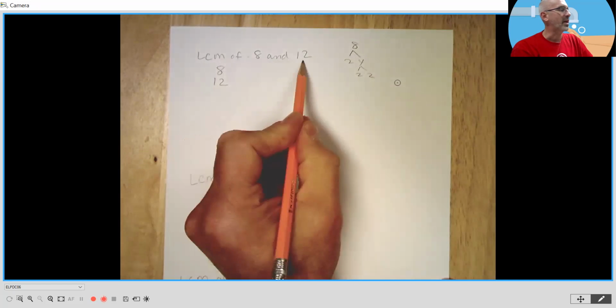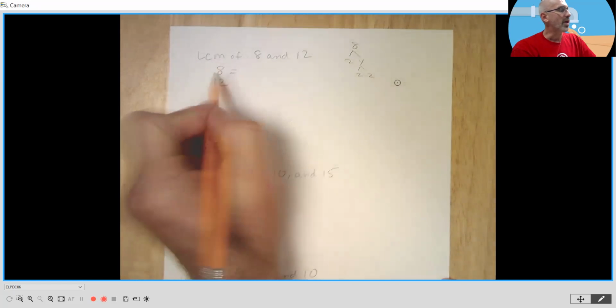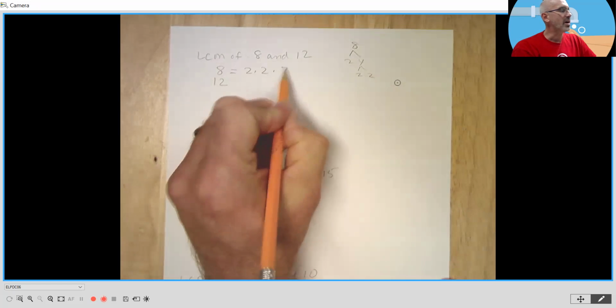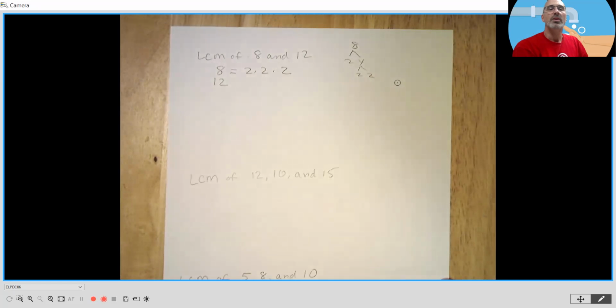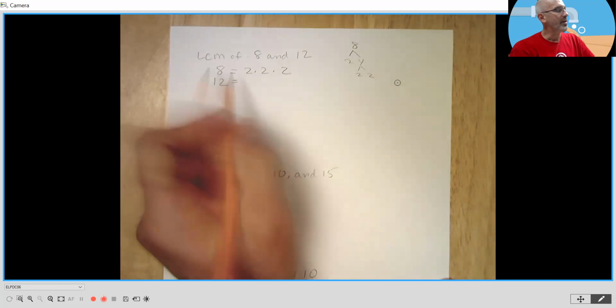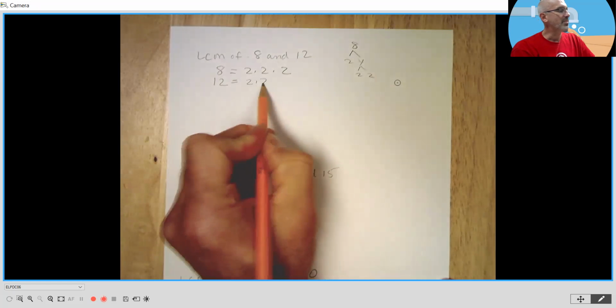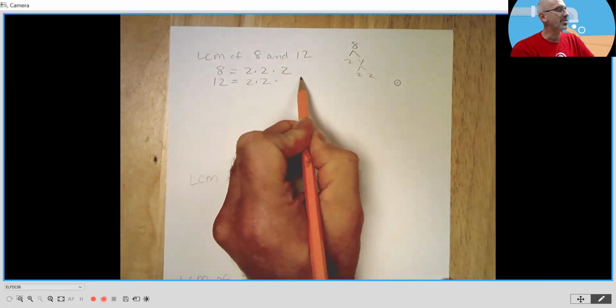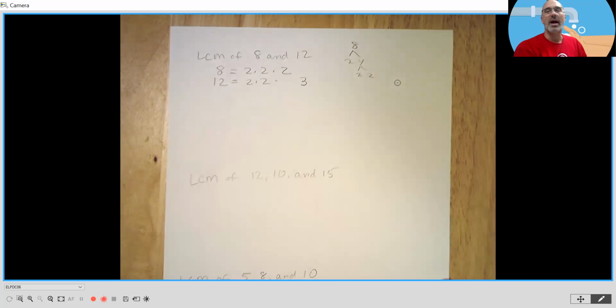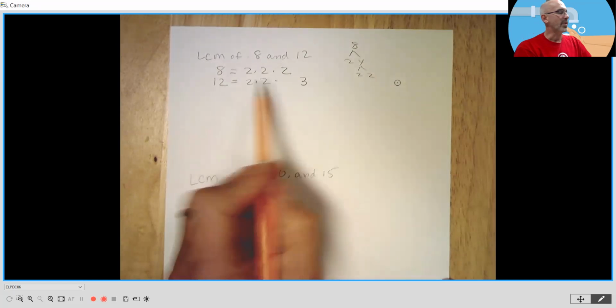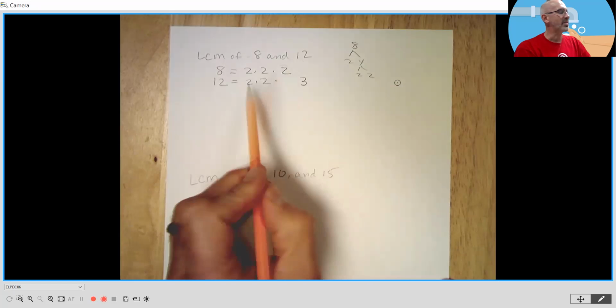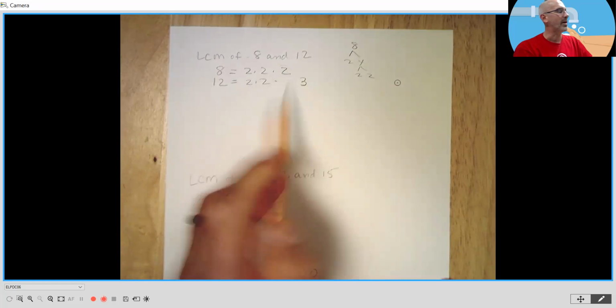We're going to find it of 8 and 12. So 8 we know is 2 times 2 times 2. 12 is 2 times 2 times 3. So here's how we're going to write that. 2 times 2 times 3. We are going to line up the factors that are common. So we had an extra 2 up here in the 8, and we had a 3 over here. We don't want to line them up.